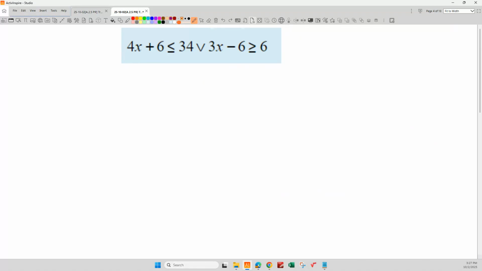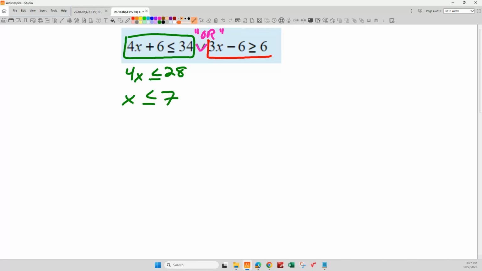Is that an or an and? That's an or, isn't it? Yeah. Okay, so we'll do this one quickly. Would everybody agree that to solve for x in that first inequality, I subtract 6 and then divide by 4? So that's going to give me 28 on the right. x is less than or equal to 7. Agreed? Did I do that right? You better double check me. Okay. How about this side? Add 6 and divide by 3.